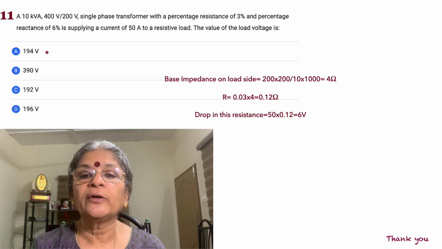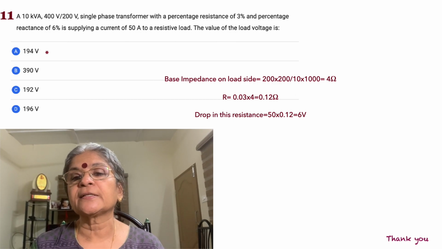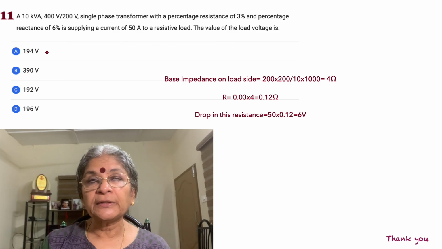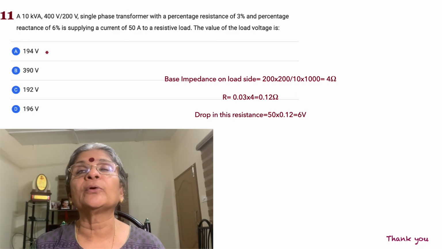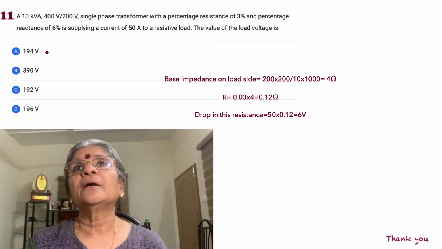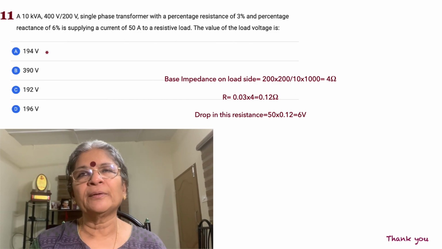So the 11th problem is: a 10 kVA, 400 by 200 volt single phase transformer with a percentage resistance of 3%. Once you follow this portion again and again, it will be very clear that you will be able to do any problems. These are a little tougher problems because certain things are overlooked. But please don't overlook.